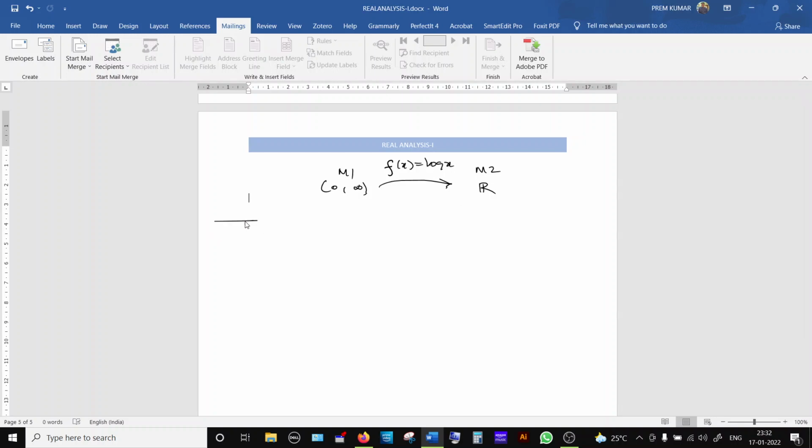So, the final definition we are going to see is called dense subset.